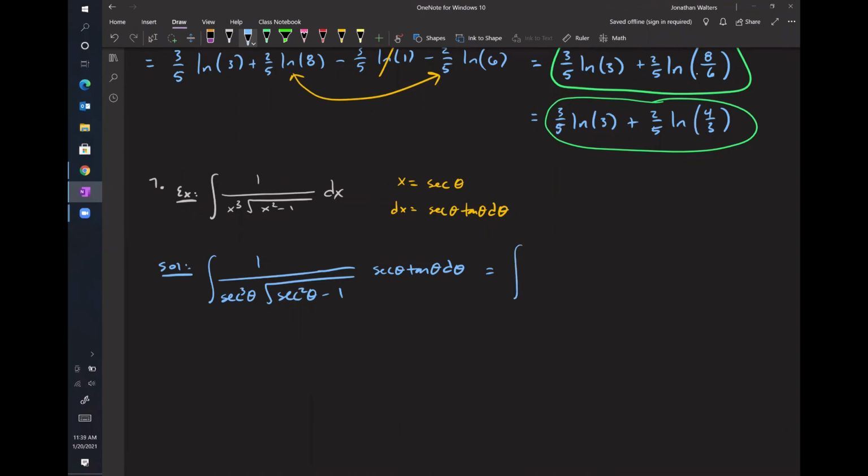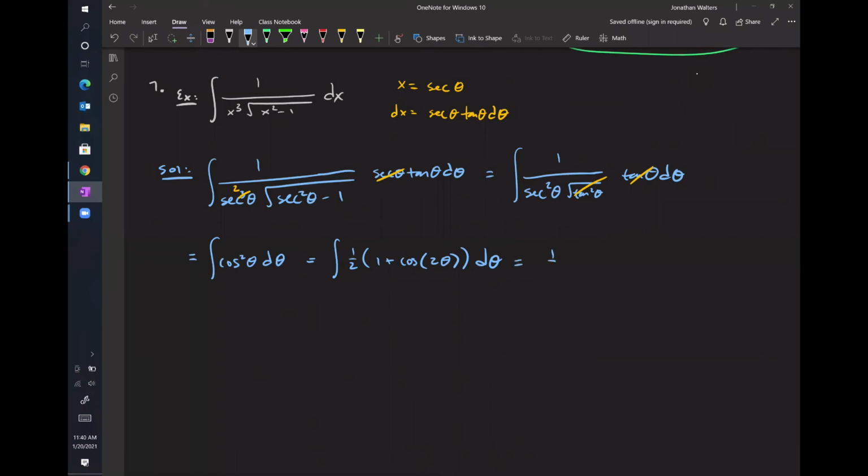This will be the integral of 1 over secant squared theta square root of tangent squared theta tangent theta d theta. So basically I'm canceling a secant here, making that square. And square root of tangent squared is tangent, that cancels with tangent. 1 over secant is cosine, so this is the integral of cosine squared theta d theta. What do we do with cosine squared? Power reduction is exactly right. So this is going to be the integral of 1/2 times 1 plus cosine of 2 theta d theta.